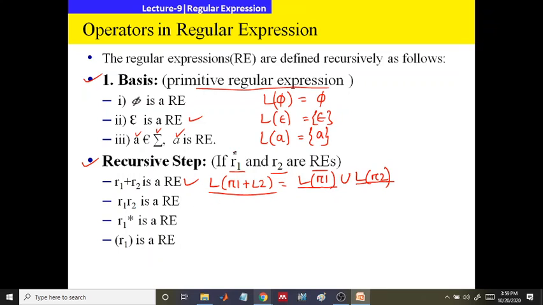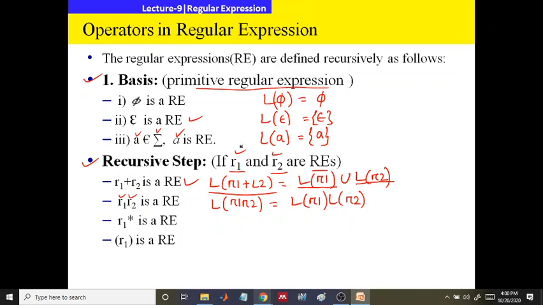So if R1 and R2 are two regular expressions, then R1 concatenation R2 is again a regular expression. So here you see L of R1 concatenation R2 will give you what? It will give you the concatenation of two languages, language of R1 followed by language of R2. The concatenation of two languages I have already told you in lecture number 2 of theory of computation.